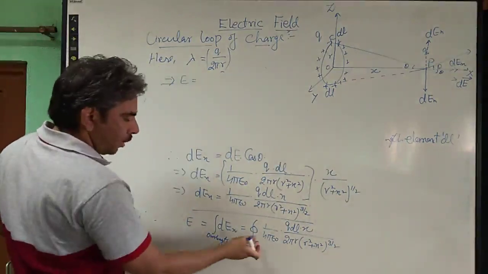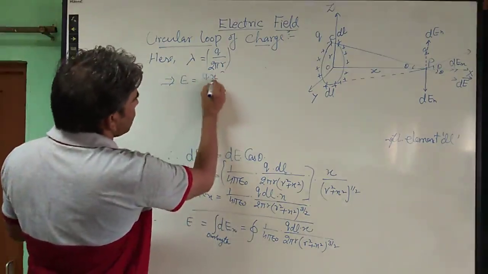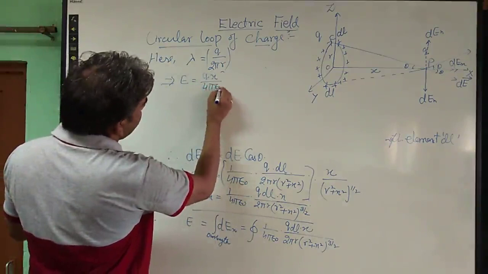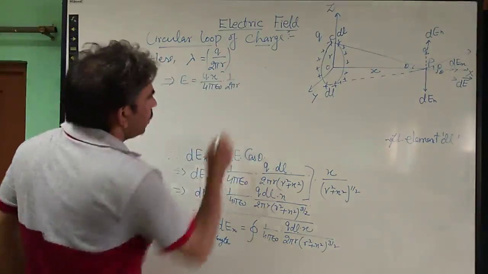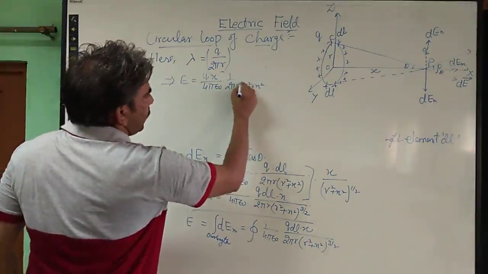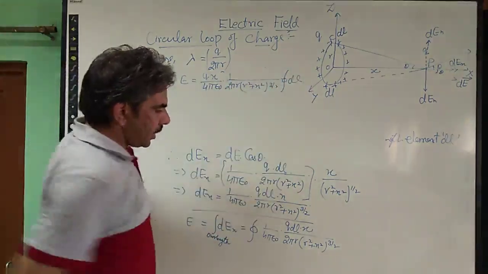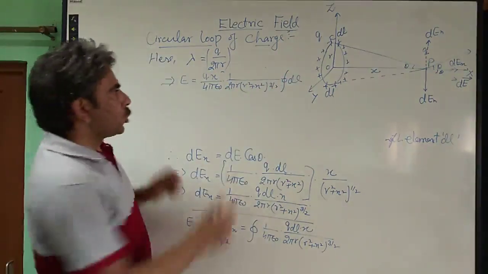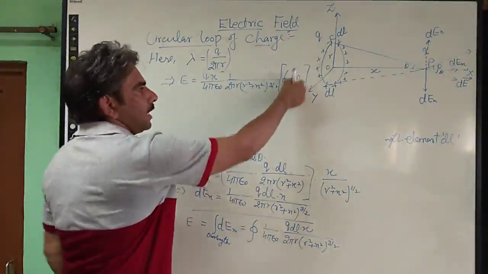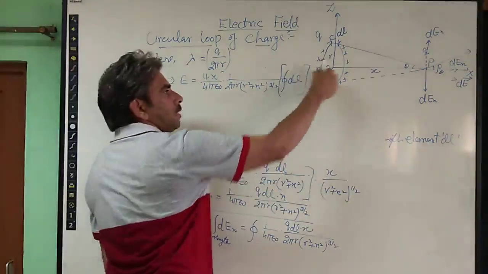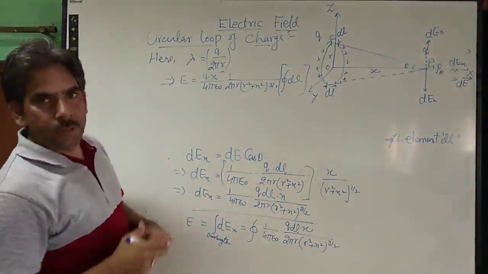can be written as, whatever is constant, we can take it out of the sign of integration. So it is q x upon 4 pi epsilon naught into 1 upon 2 pi r into (r square plus x square) power 3 by 2. Only what we are left with inside the integration is dl. So what is this term integrating? This term is integrating the sum of all such length elements which will make the circumference of the loop of charge.